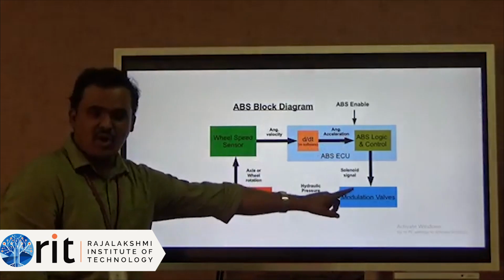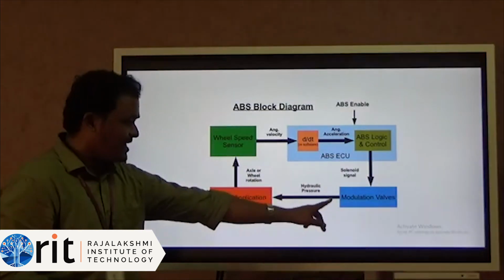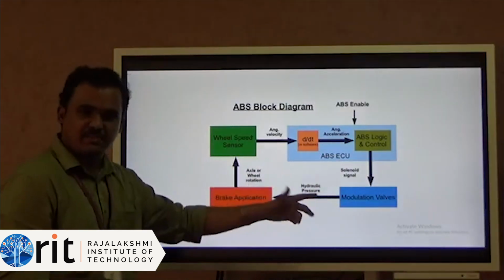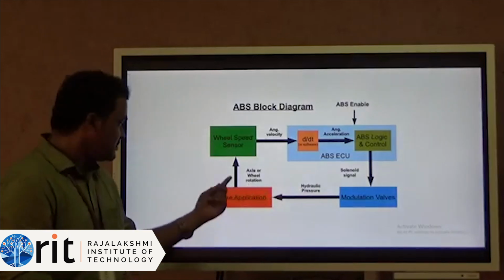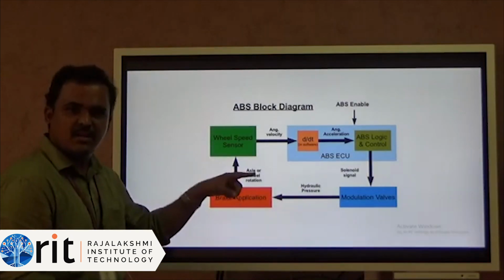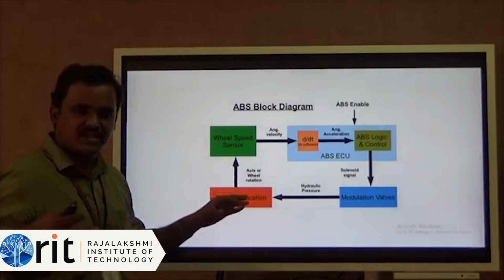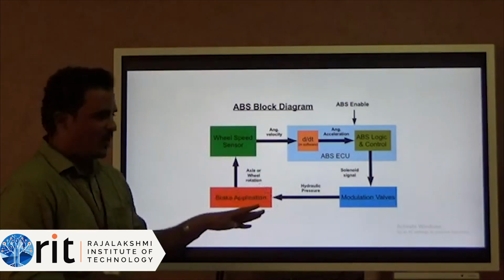Here the modulation valve is used. This modulation valve sends the hydraulic pressure pulse to the brake application. This brake application will decide whether to press or release the brake circuit based on the signal pulses. So this is the block diagram.